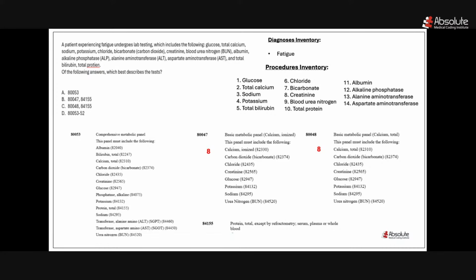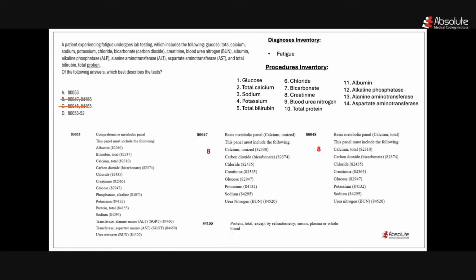Okay, so here we have option B and C coding for 80047 and 80048 respectively, and they are also coding for 84155. 80047 has 8 tests in that panel, same with 80048. And you have 84155 in both the code options. So in total you will have 9 lab tests performed in option B and option C. From my procedure inventory, I can see there were 14 tests performed, not 9 tests. So straight away that helps me to eliminate option B and option C.